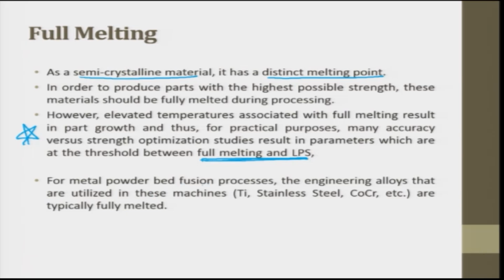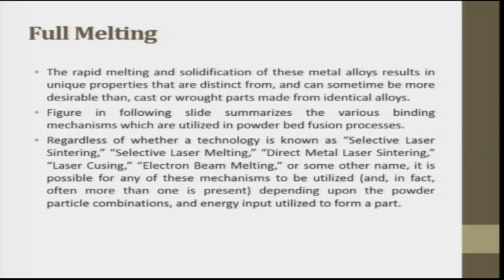In the metal powder bed fusion process, the engineering alloys that are utilized in these machines are Ti, stainless steel, cobalt, chromium, etc., which are typically fully melted. Full melted is just above sintering temperature. You just keep melting the complete powder. Rather than sintering, you just go to a slightly higher temperature, and sometimes if you want, you can use a very high energy for doing it. The rapid melting and solidification of these metal alloys results in unique properties that are distinct from, and can sometimes be more desirable than, cast or wrought parts made from the identical alloys. In the next slide, we will show the summary.